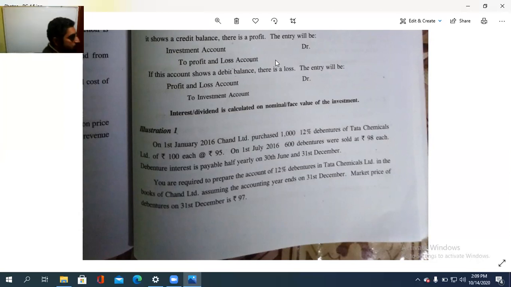Only this you need to notify and then do the problems as they are, for these cases of ex interest and cum interest or dividend purchase or sale.